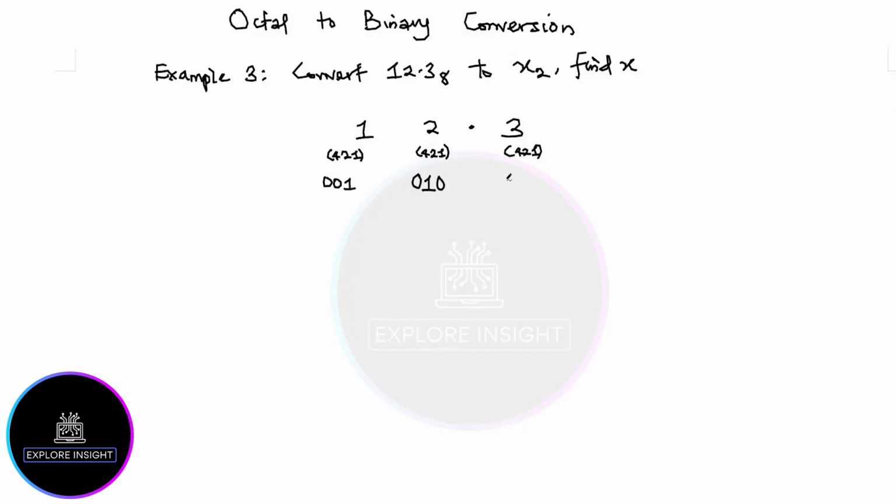So our 4 will turn off as 0, while 2 and 1 will be 1, 1. Now remember the decimal point. I'm going to put that here. So it means at the end of the day, grouping it, we are going to have 0, 0, 1, 0, 1, 0, dot 0, 1, 1 in base 2. So what is our x? Our x will be 0, 0, 1, 0, 1, 0, dot 0, 1, 1.